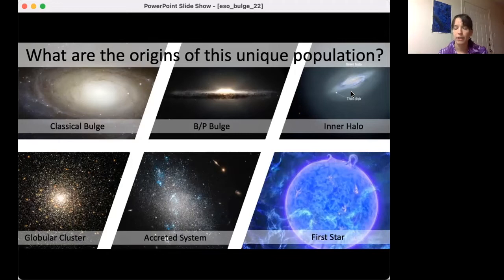Or there's also the possibility that these metal poor bulge stars are simply the inner halo. So just halo stars that spend most of their lifetimes very far from the galactic center, but are currently just passing through the center of the galaxy on their orbits.